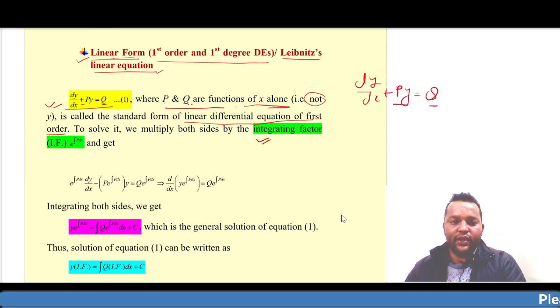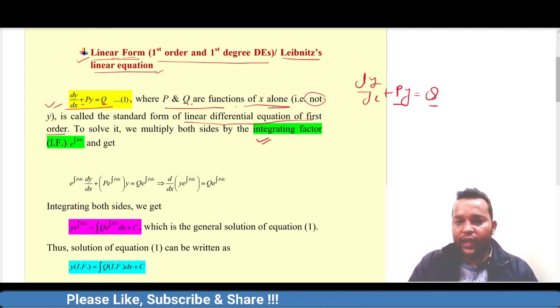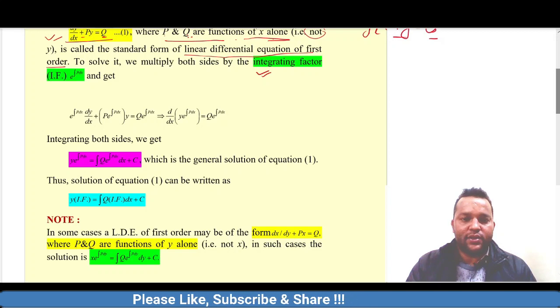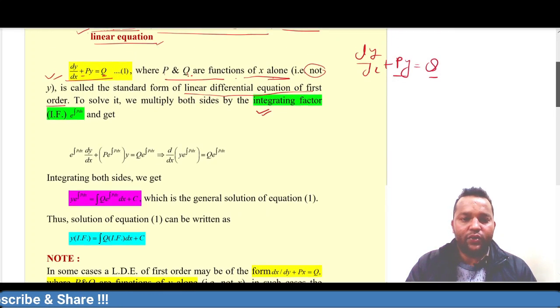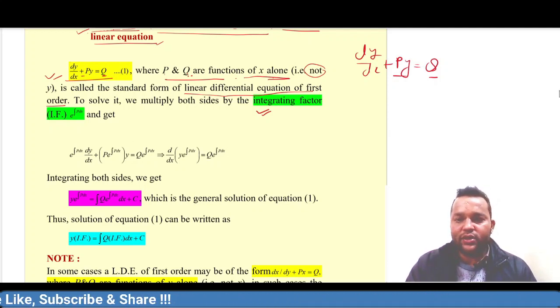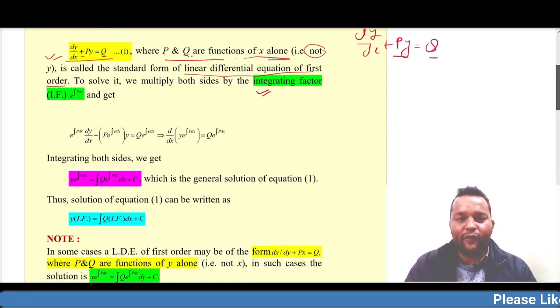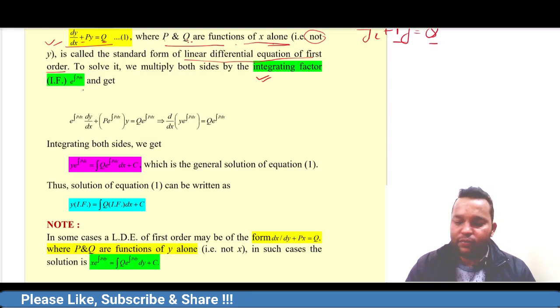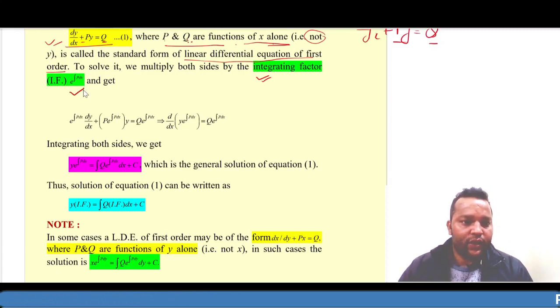Integrating factor is basically an expression or function of x, or y, or even both the variables. If we multiply the whole equation by this function or this expression, then this equation can be easily solved by integrating both the sides. So this is the concept of integrating factor. So if we multiply the whole equation by e raised to the power integration of p dx, then we obtain this equation.